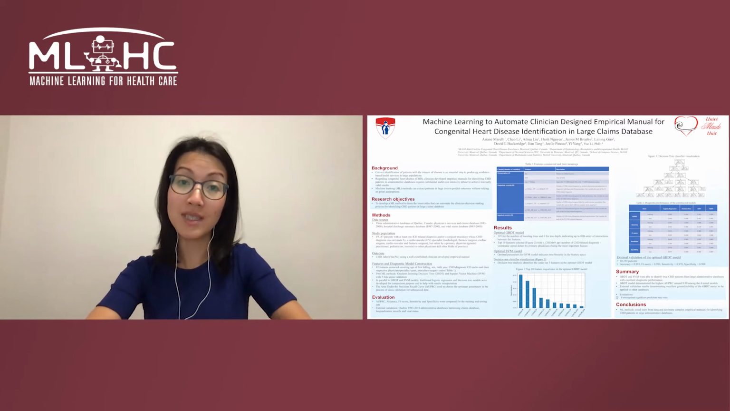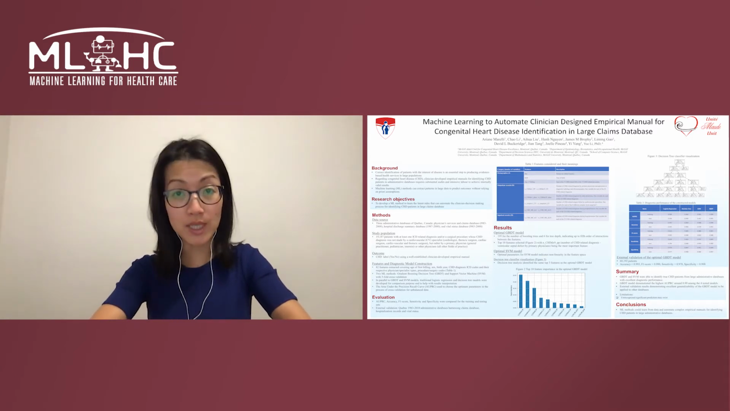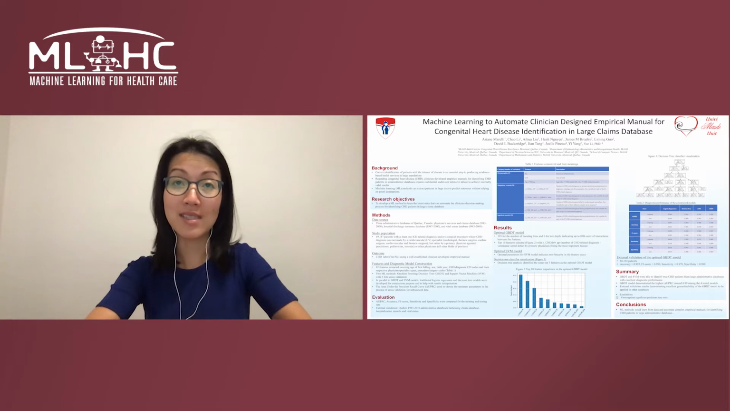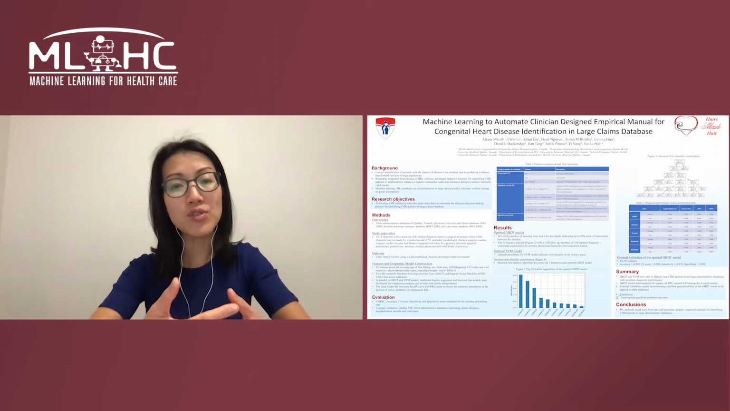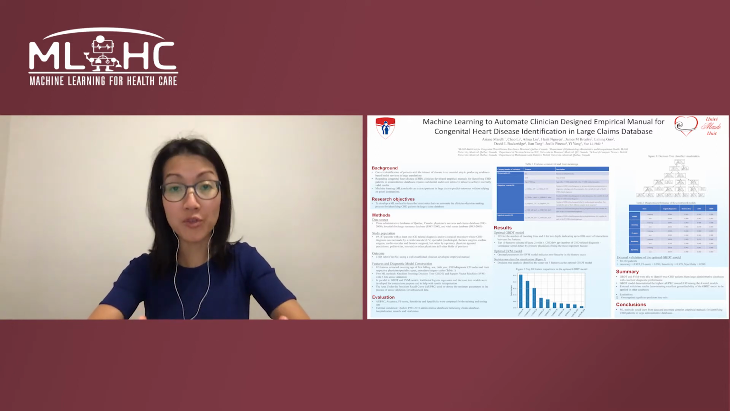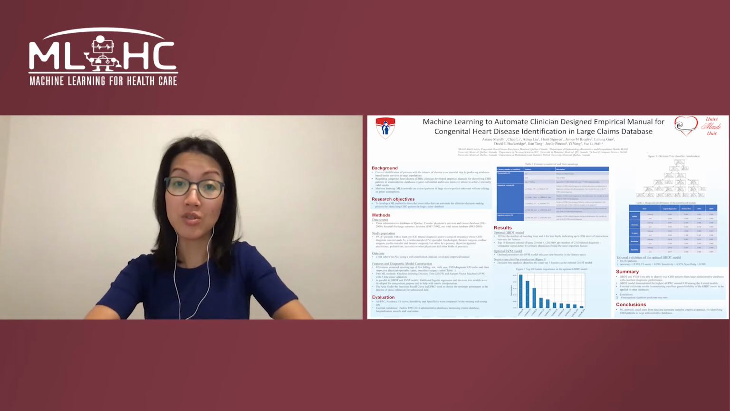Patients with congenital heart disease are surviving longer into adulthood thanks to the advances of medicine. This longer survival, along with the increased number of patients, allows for better research in this patient population.